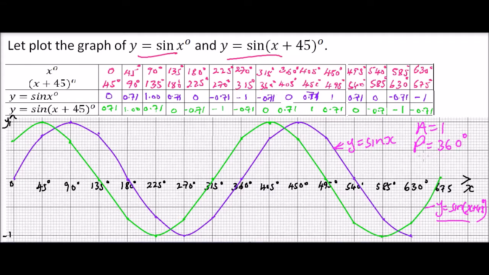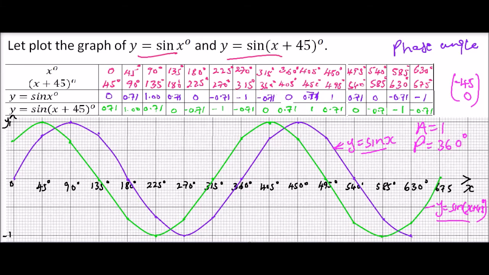So to describe this transformation, we say that y = sin (x + 45) can be obtained from y = sin x by a translation of minus 45 and 0. The angle difference is 45. We refer to that angle as the phase angle. This is the phase angle.